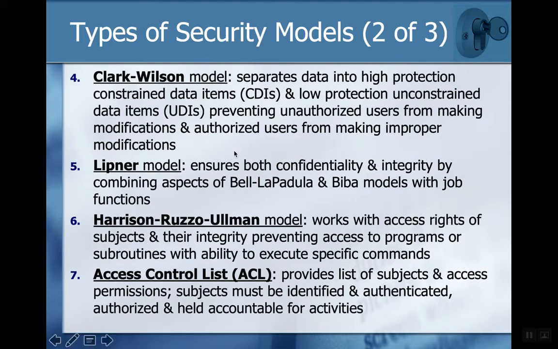Lipner. Some of these things become combinations. For example, the Lipner model focuses on both the confidentiality and integrity of data, and what it does is take bits of Bell-LaPadula and Biba, blending those two together with different job functions. Then there's Harrison-Ruzzo-Ullman, and ACL.